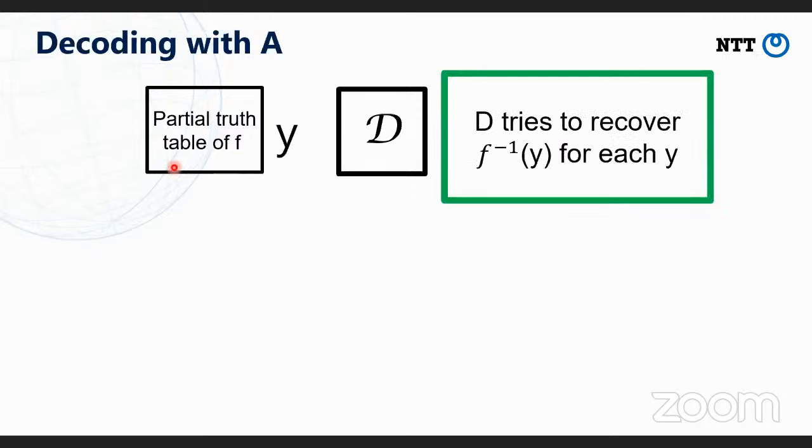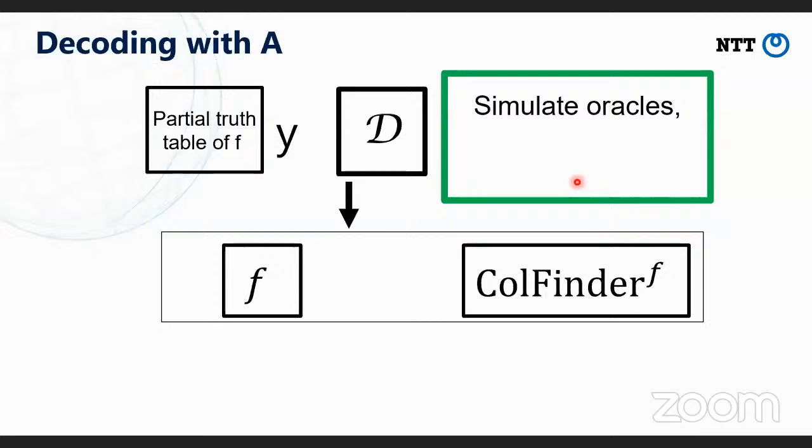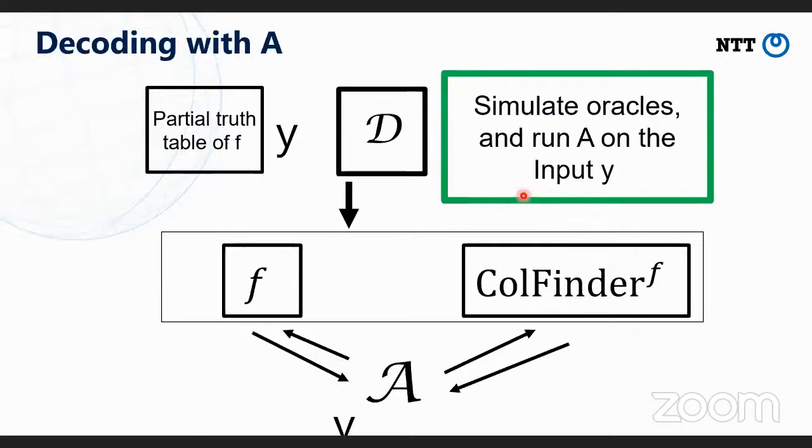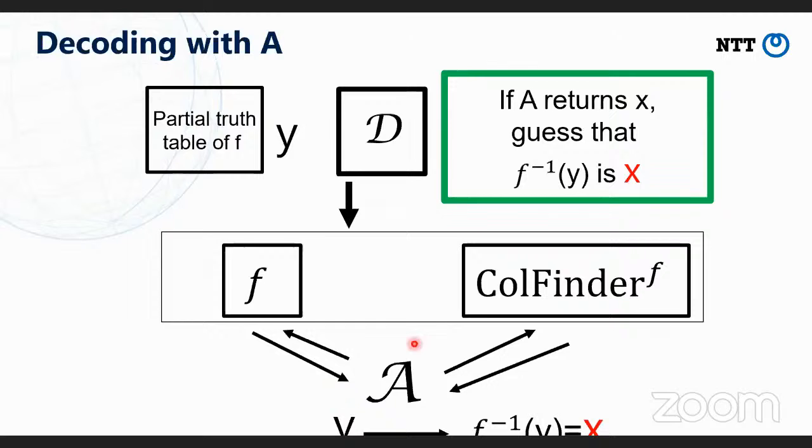And so the decoder D tries to recover F inverse Y, the value F inverse Y for each Y. First, the decoder D simulates oracles F and call finder, and runs the adversary A on the input Y. And if the adversary A returns X, then the decoder D guesses that the value F inverse Y is equal to X. Roughly speaking, this is how the decoder works.